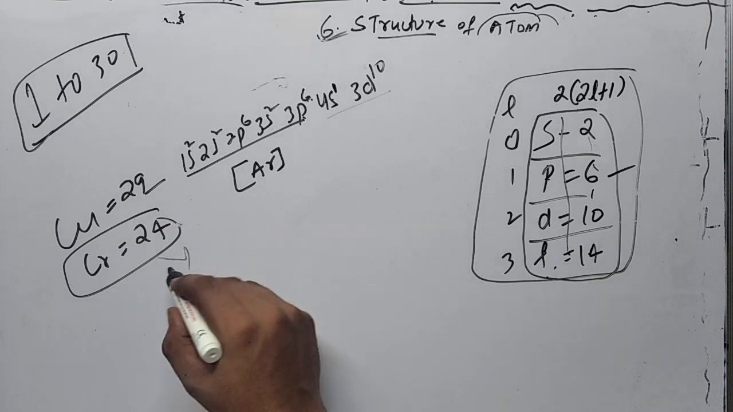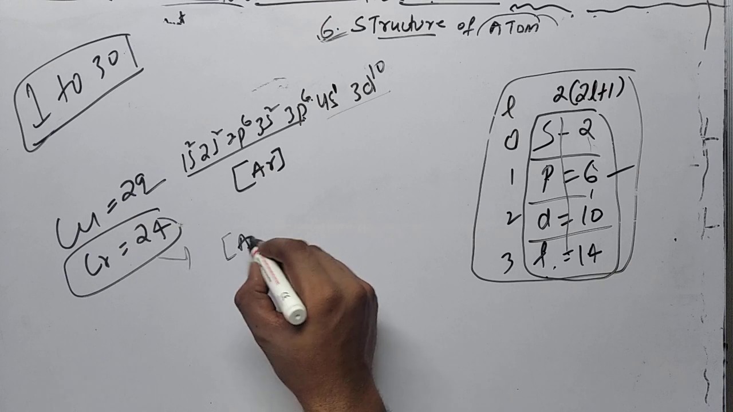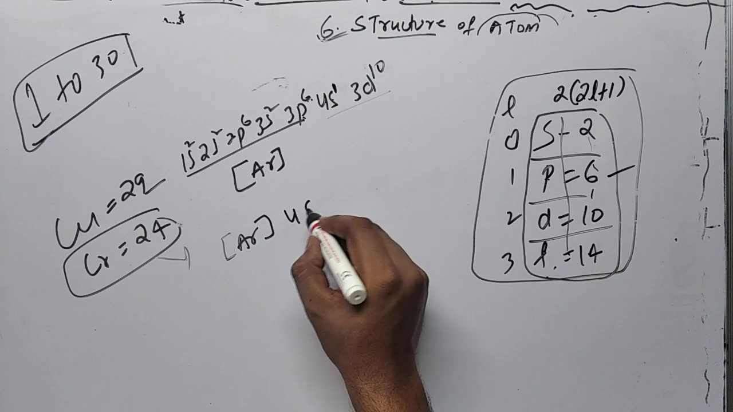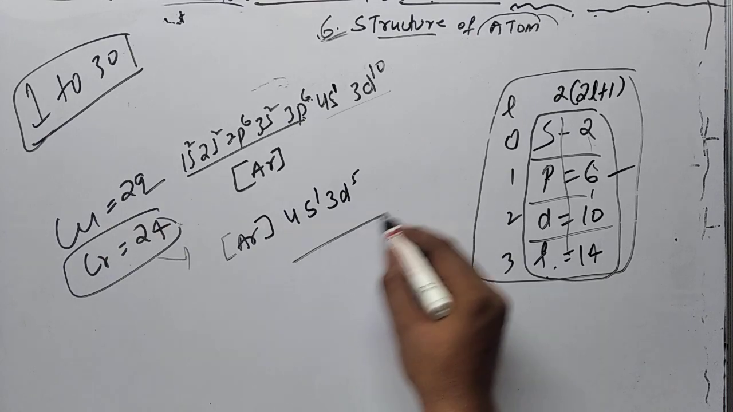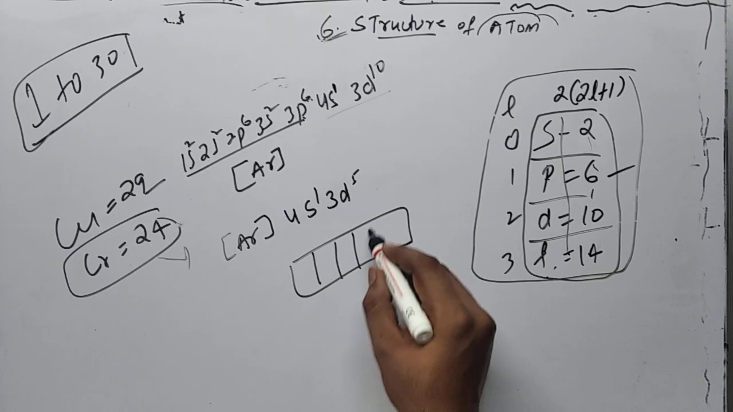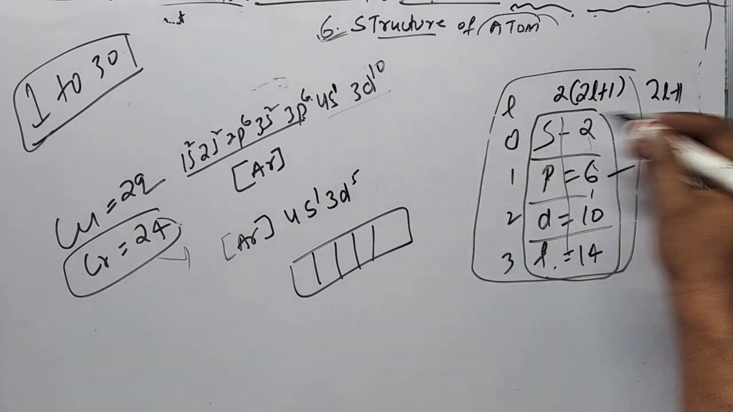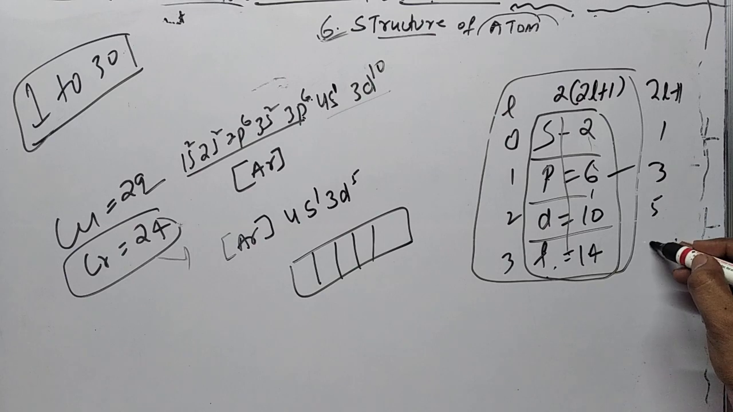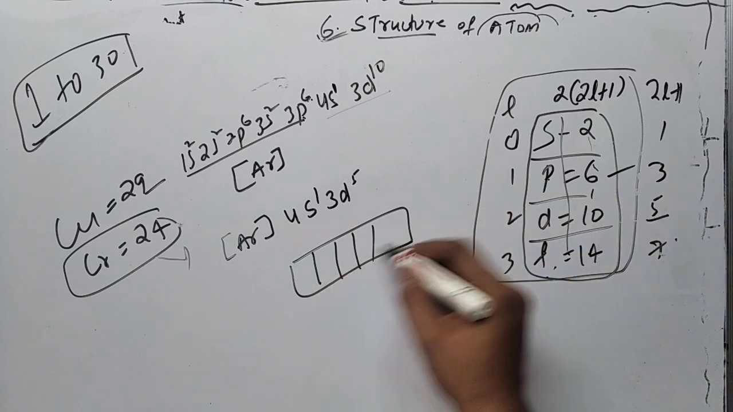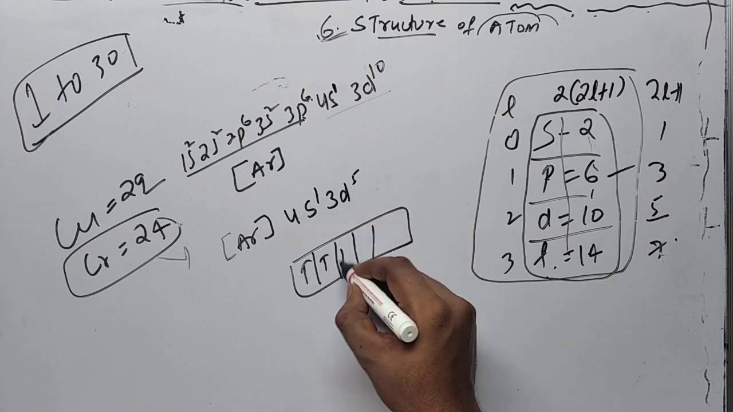Similarly you will find the same change in chromium. They will write argon 4s1 3d5, because d is a subshell, and it has 2l plus 1 orbitals. How many orbitals are there? For s it is 1, for p 3, for d 5, for f 7. So d has a total of 5 orbitals, and in all of them we can fill one electron each.